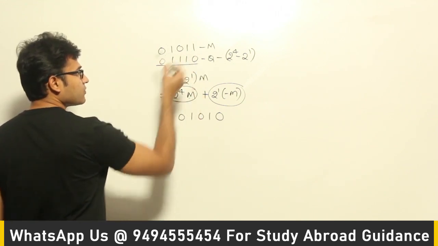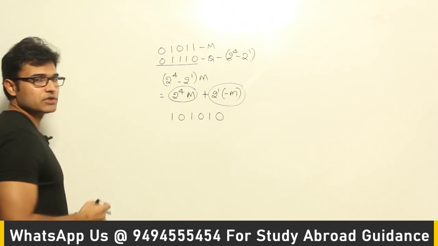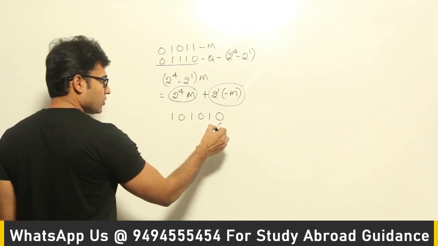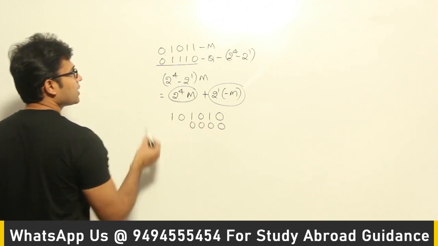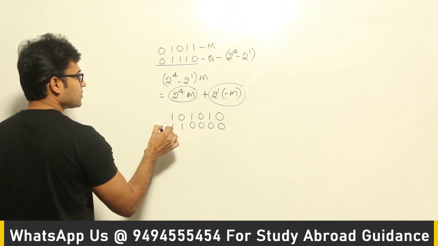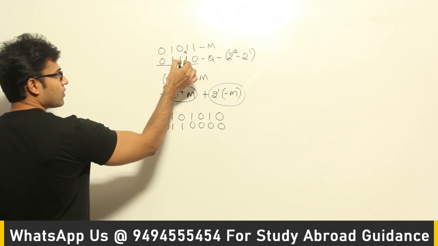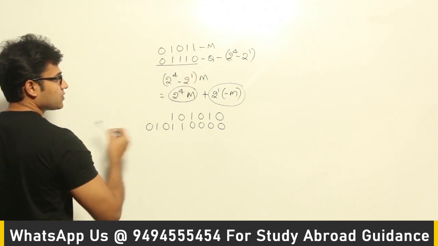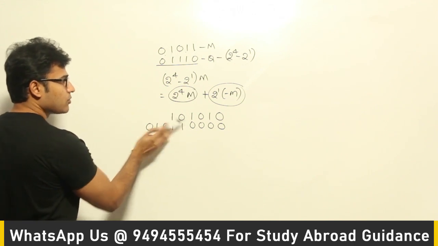Now what is m? This one. Now what is 2 power 4 into m? It is nothing but m has to be left shifted 4 times, right? So you are going to get 4 zeros in the least significant 4 bits, and then you have to write m. So what is m? This one, so it is 1 1 0 1 0, isn't it? So this is this number. Now these two have to be added.